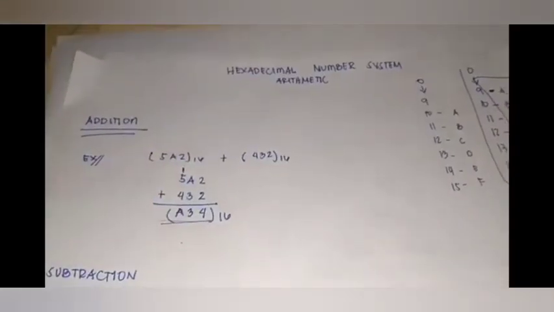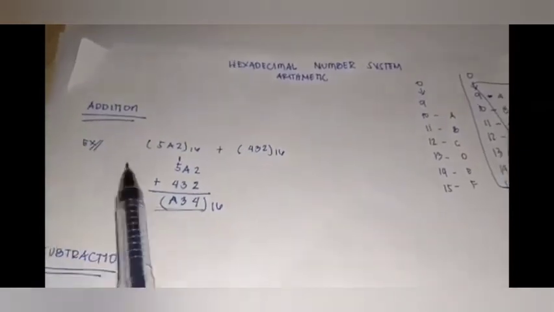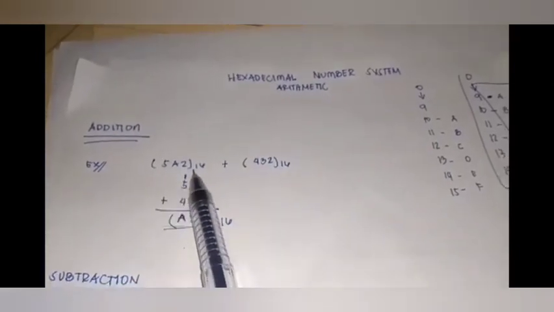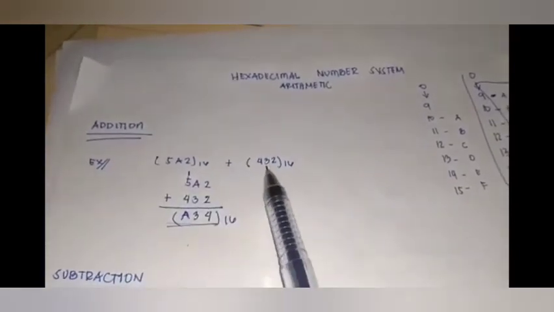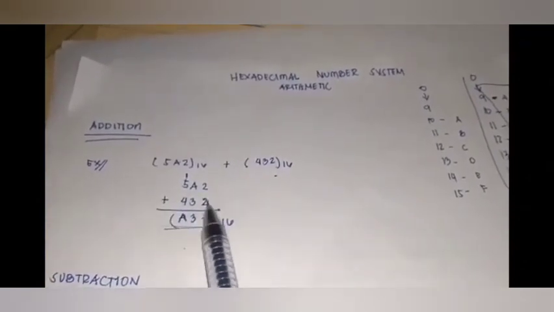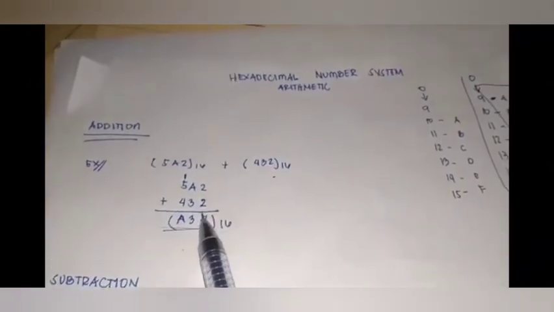So, hexadecimal number system, arithmetic. In addition, here is the given example: 582 base 16 plus 432 base 16. So, 2 plus 2 is equal to 4.